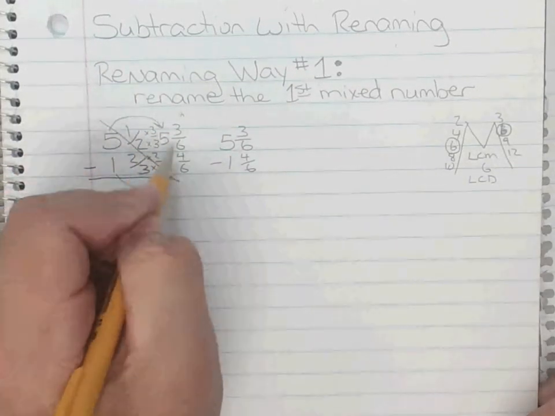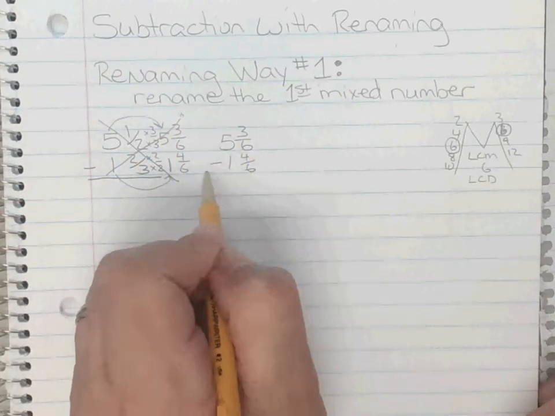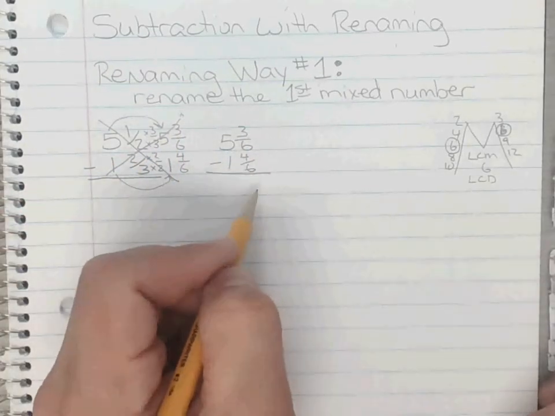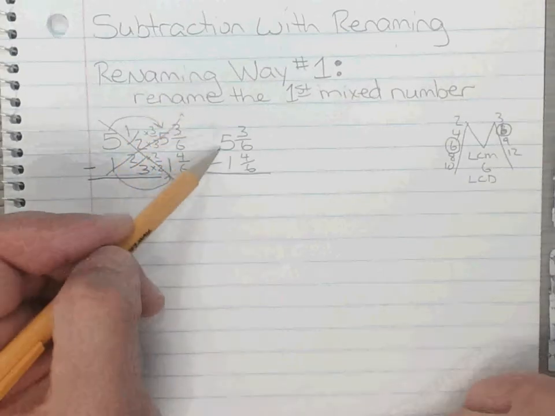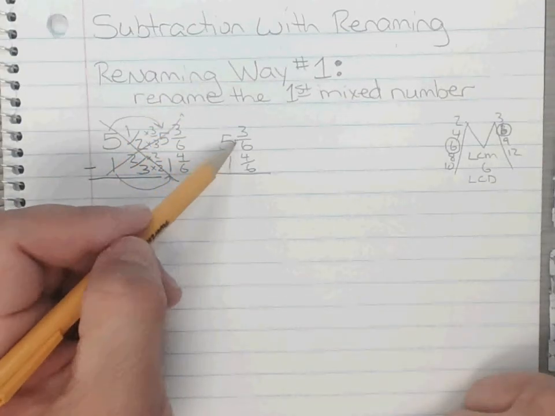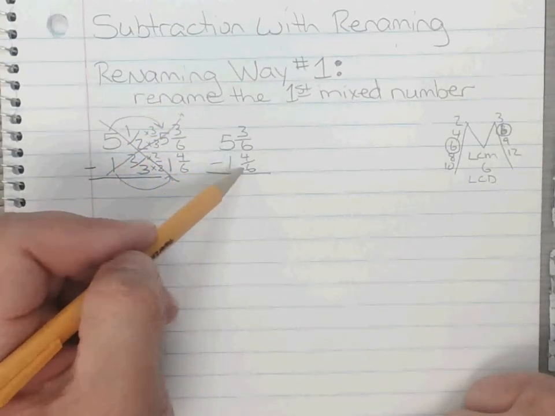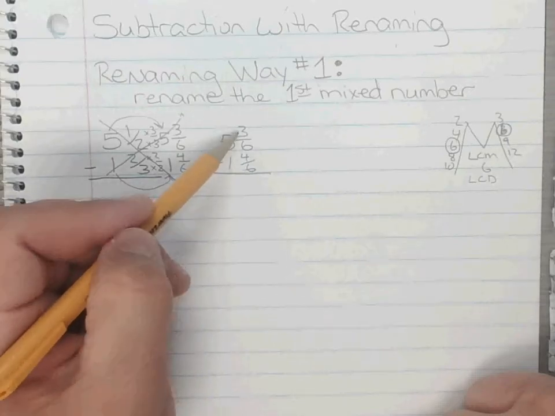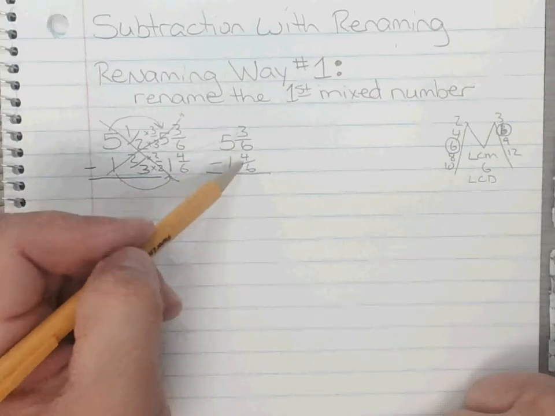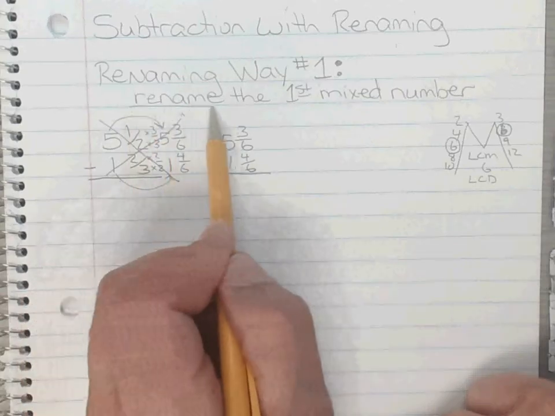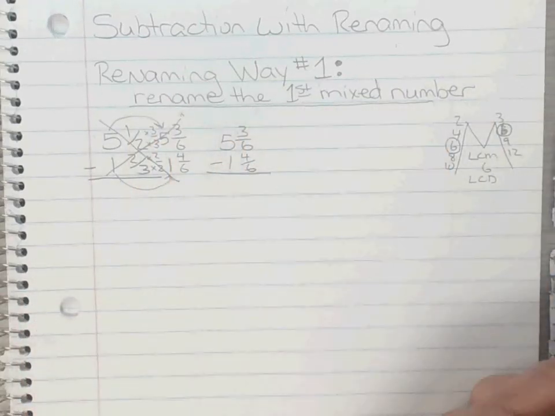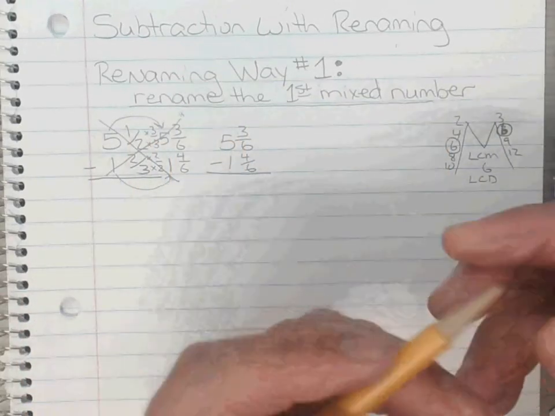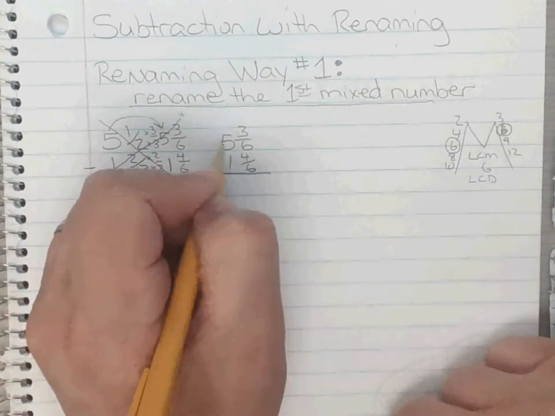Now I'm finished with this whole problem. Here is my new subtraction problem. So let's look at it. I can do 5 minus 1, but I cannot do 3/6 minus 4/6. 3 is smaller than 4, and I can't subtract that. So here's where we rename the first mixed number. Just like regular subtraction, I can regroup.